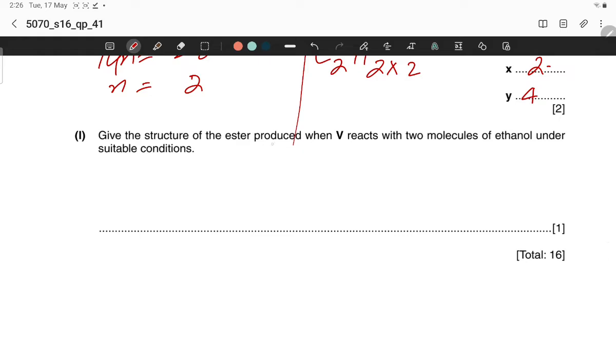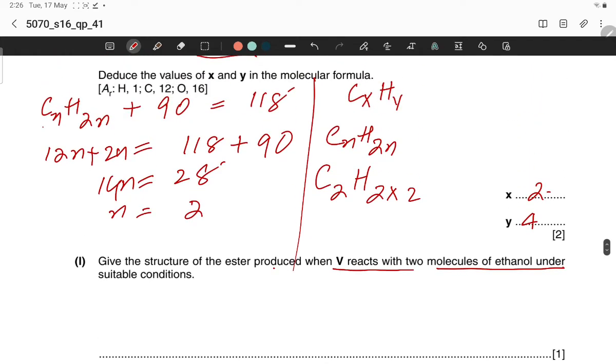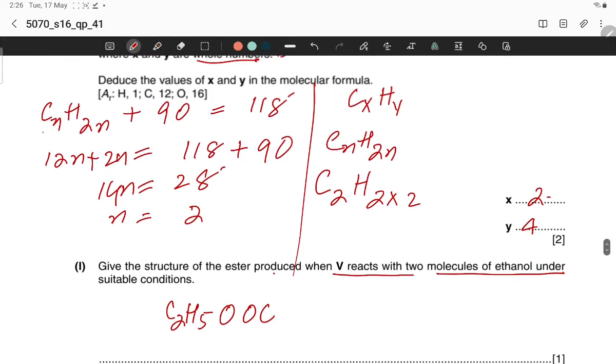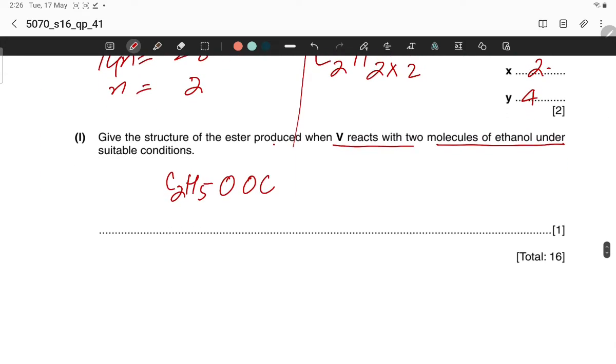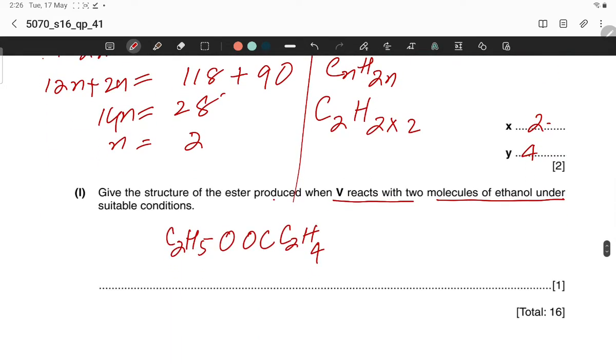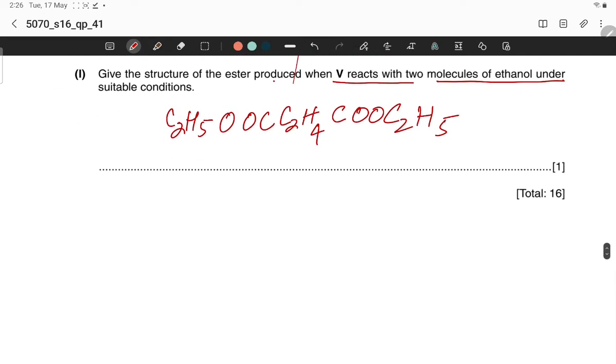Give the ester produced when it reacts with two molecules of ethanol. So we have C2H5OOC, this is from ethanol, then C2H4, which we have calculated, and then COOC2H5. So this is the structure of the ester.